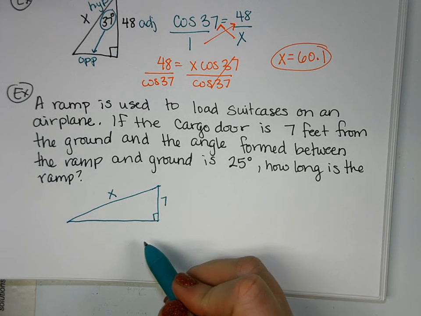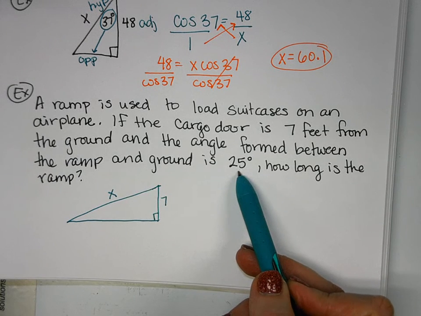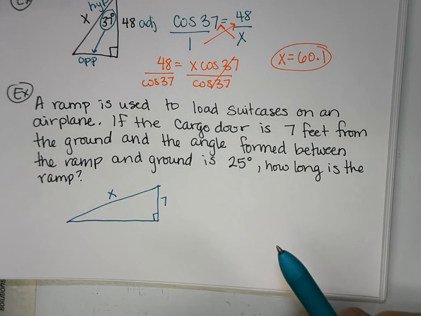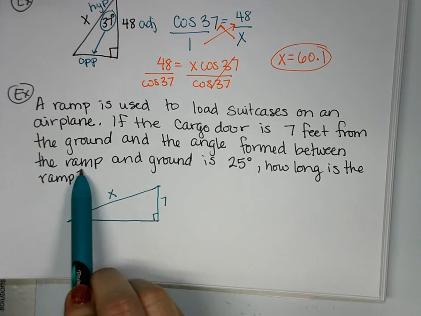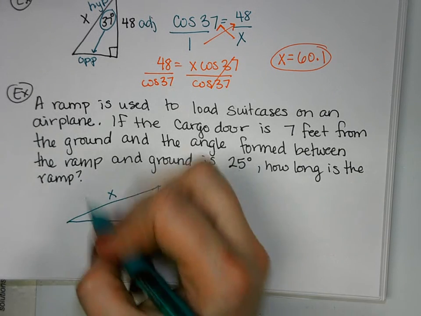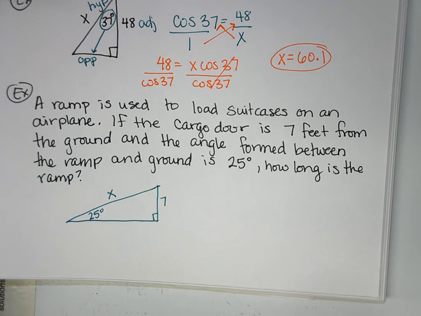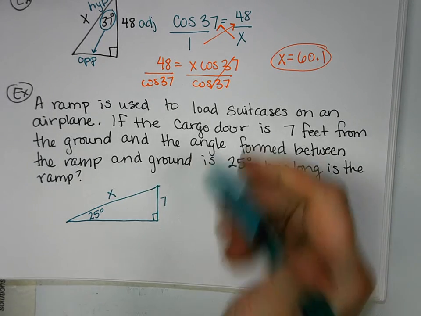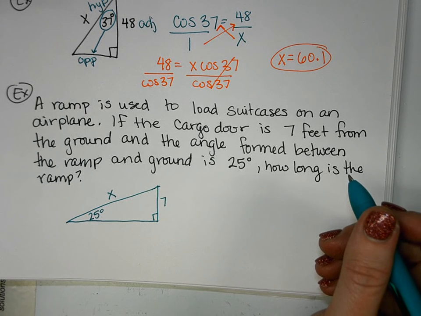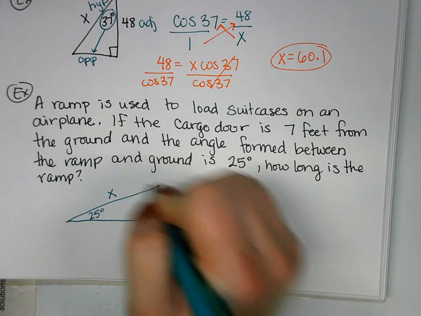Where does the 25 go? Does it go up here or down here? Okay, it says between the ramp and the ground, so the ramp and the ground is going to be down here at 25 degrees. So how long is the ramp? So is this a sine, a cosine, or a tangent? Okay, we have opposite, and we have the hypotenuse, giving us a sine.